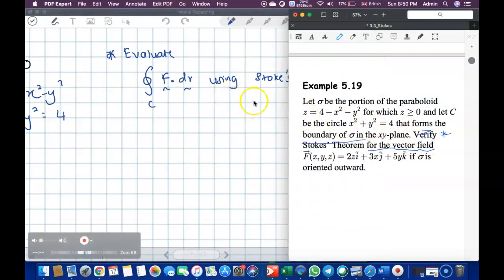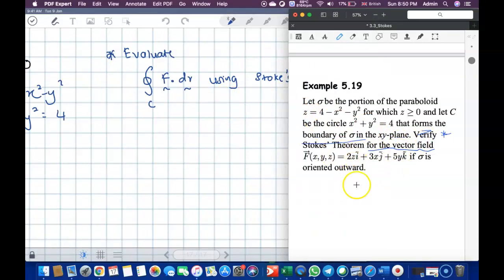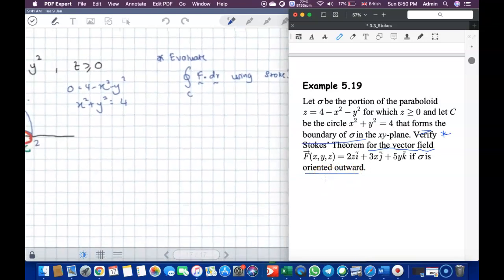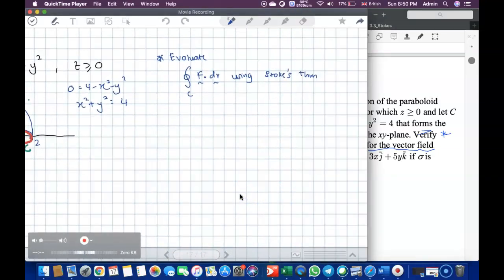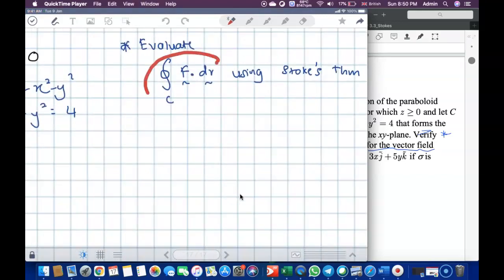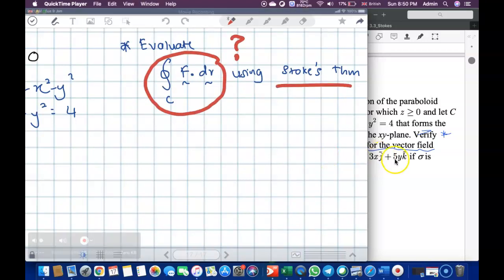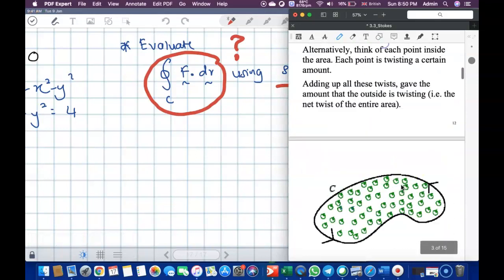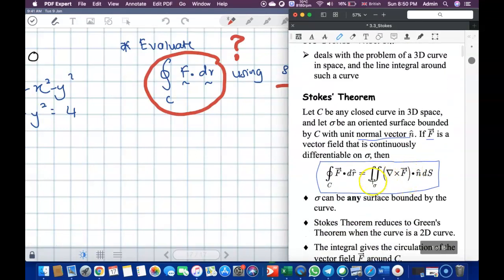So evaluate the line integral using Stokes theorem for the vector field given, and sigma is oriented outward. The unit normal vector always points outward from the surface. That is the meaning of oriented outward. Based on this new instruction, since the question asks to evaluate the line integral using Stokes theorem, you have to show me the calculation using the right side of Stokes theorem.